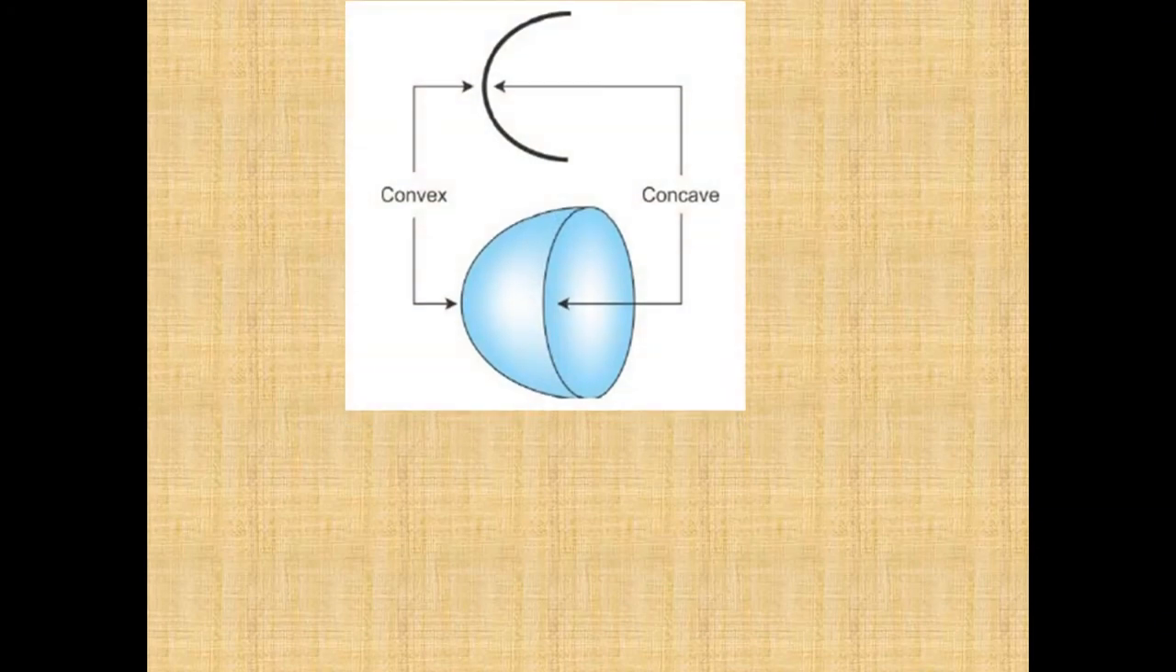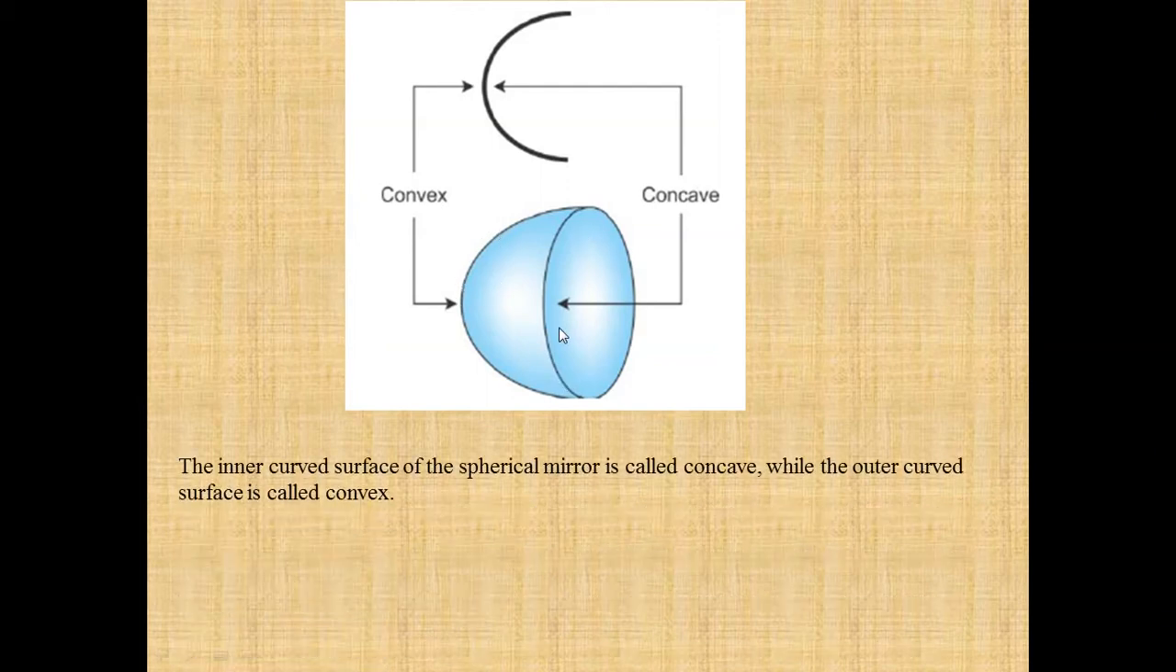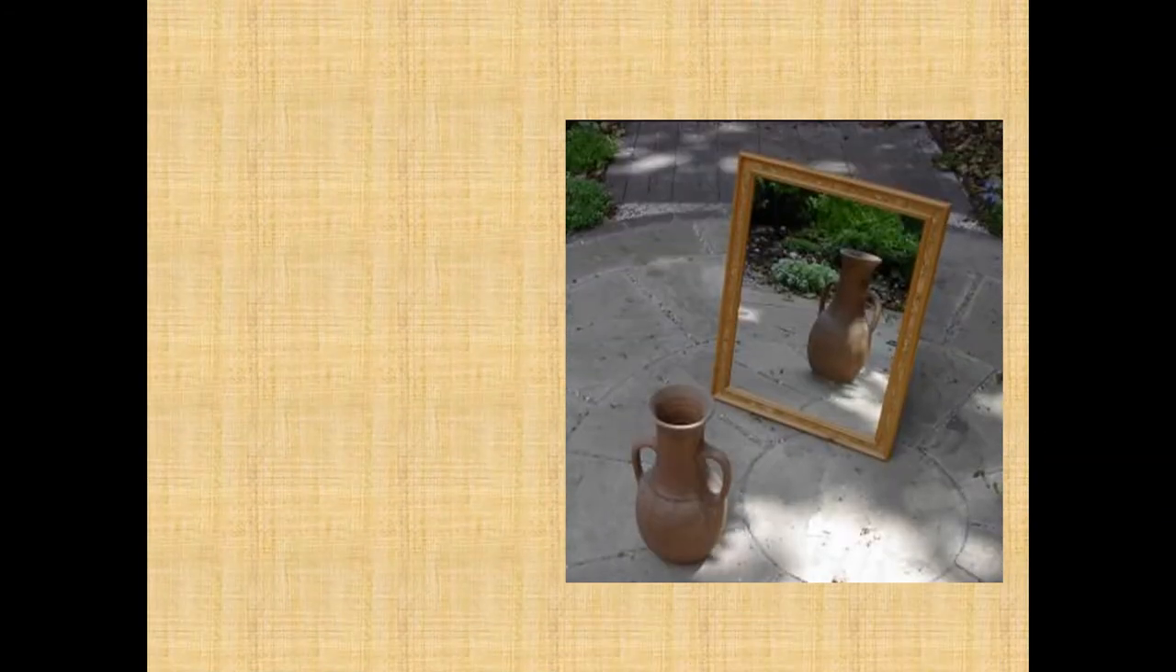Like in this case, you can see the outer surface is known as the convex surface and the inner surface is known as the concave surface. So depending upon the location where the reflecting surface has been located, the mirrors have been classified like concave and convex mirror.